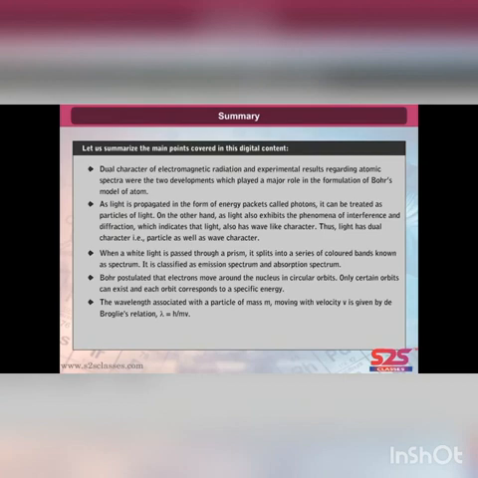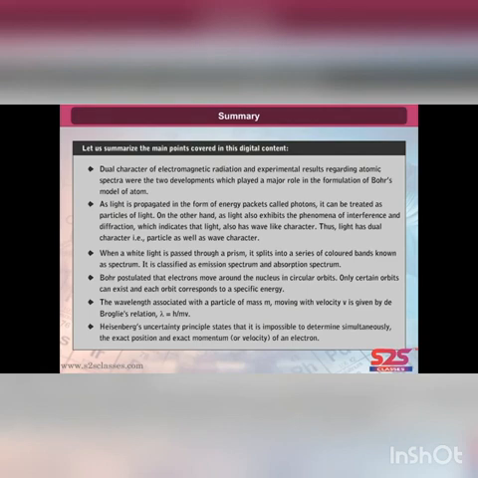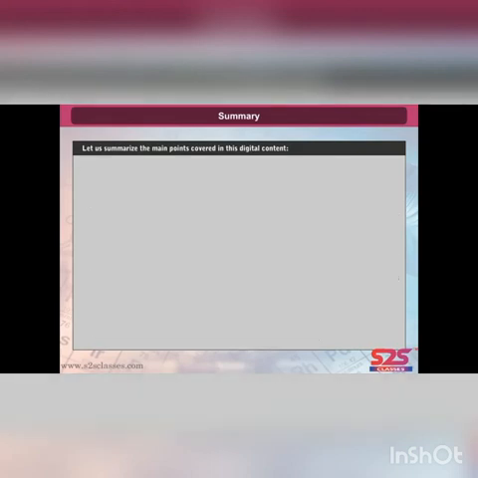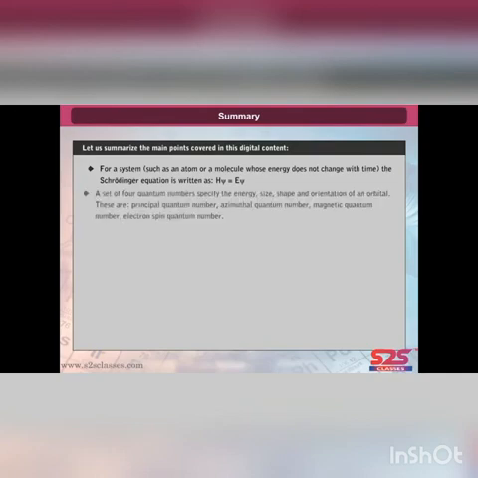The dual character of electromagnetic radiation, and experimental results regarding atomic spectra were the two developments which played a major role in the formulation of Bohr's model of atom. As light is propagated in the form of energy packets called photons, it can be treated as particles of light. On the other hand, as light also exhibits the phenomena of interference and diffraction, which indicates that light also has wave-like character. Thus, light has dual character, that is, particle as well as wave character.